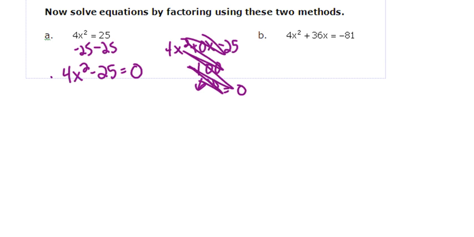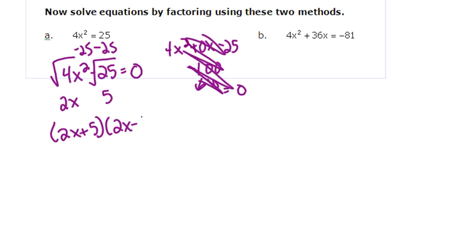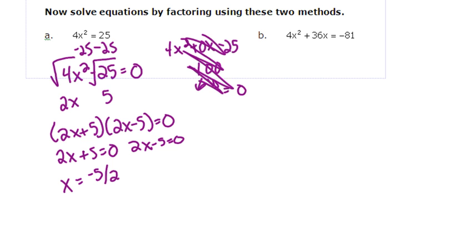So there's 2 terms and a minus sign, so I can take square roots. The square root of 4 is 2, so I have 2x here. The square root of 25 is 5, so I have 2x plus 5, 2x minus 5. Now I set both of these equal to 0 and solve them. So this one I would minus 5 and divide by 2, so I'd get negative 5 halves. This one I would add 5 and divide by 2, so I'd get positive 5 halves.